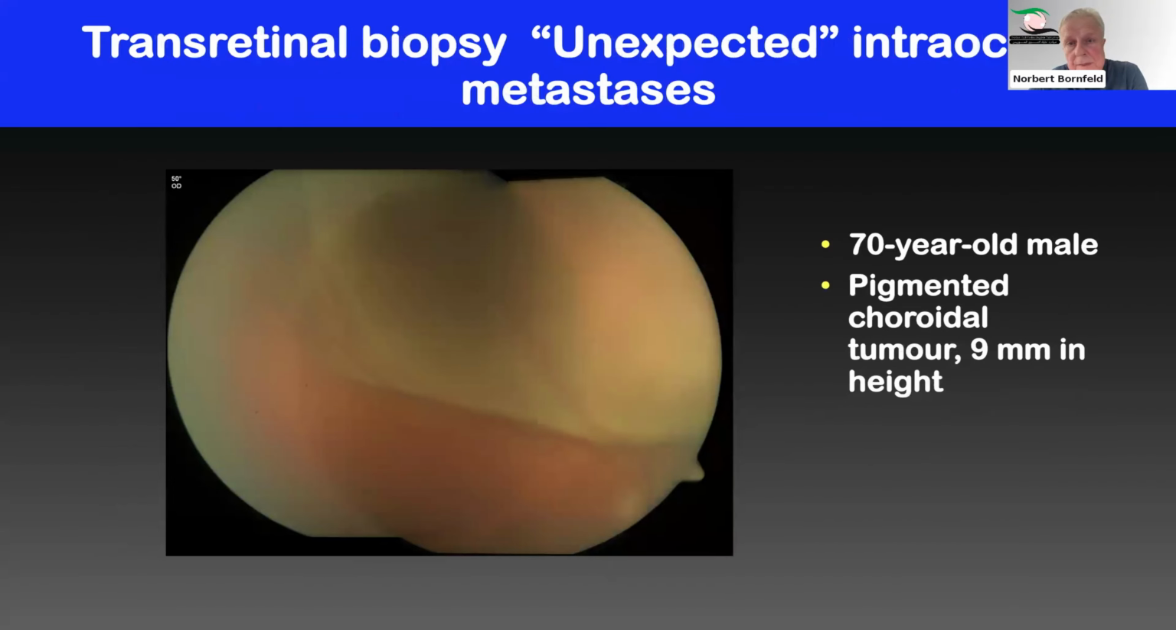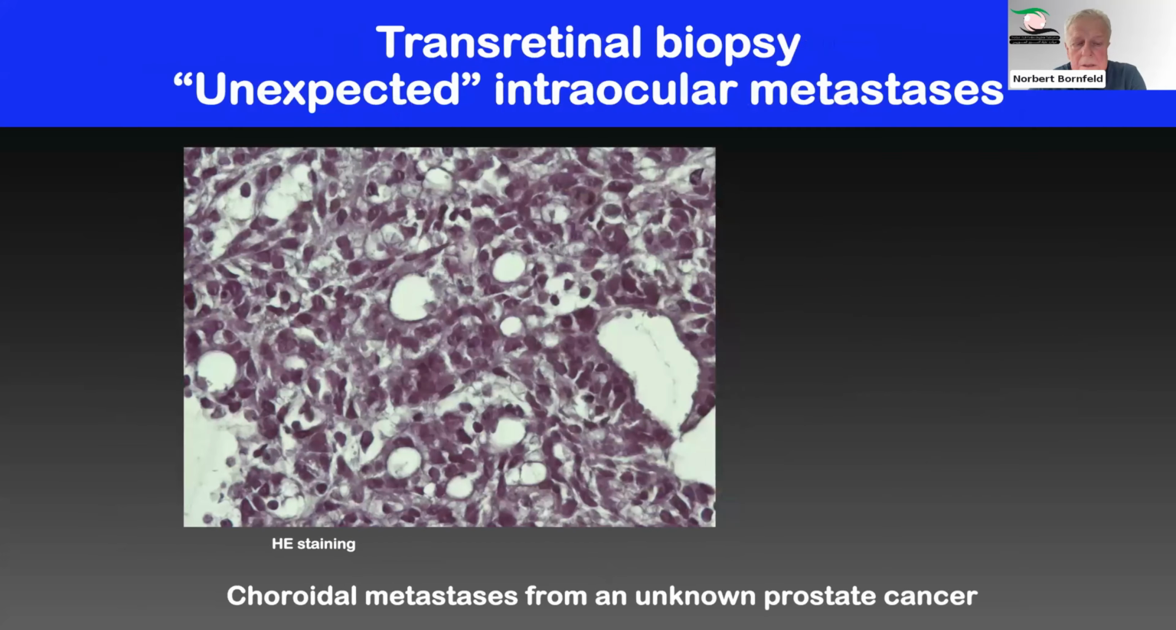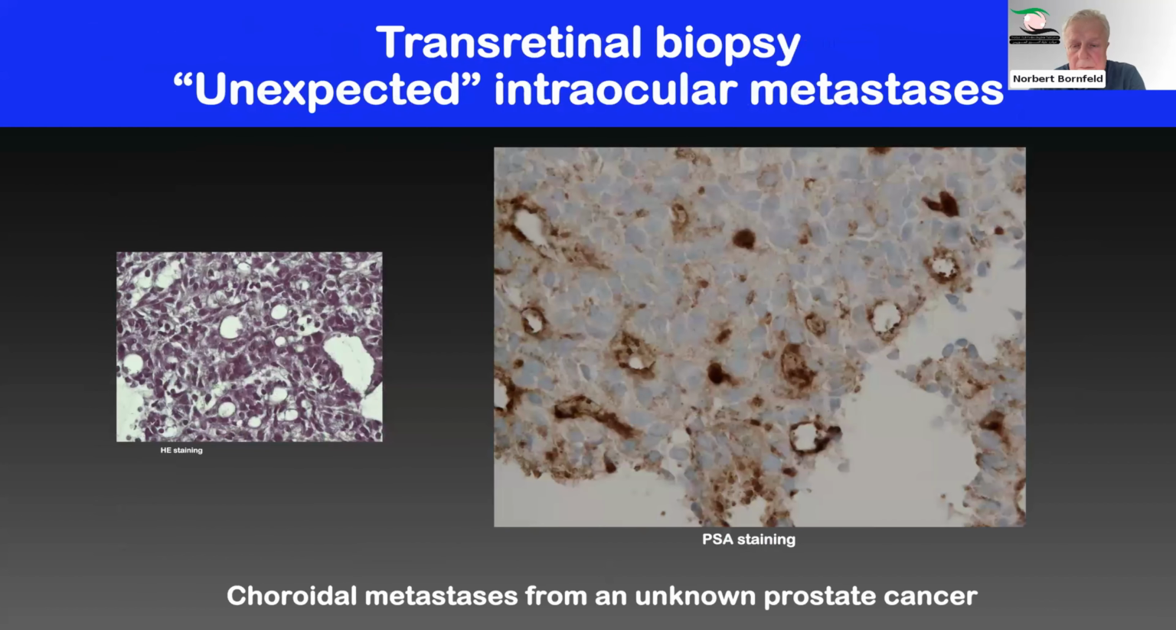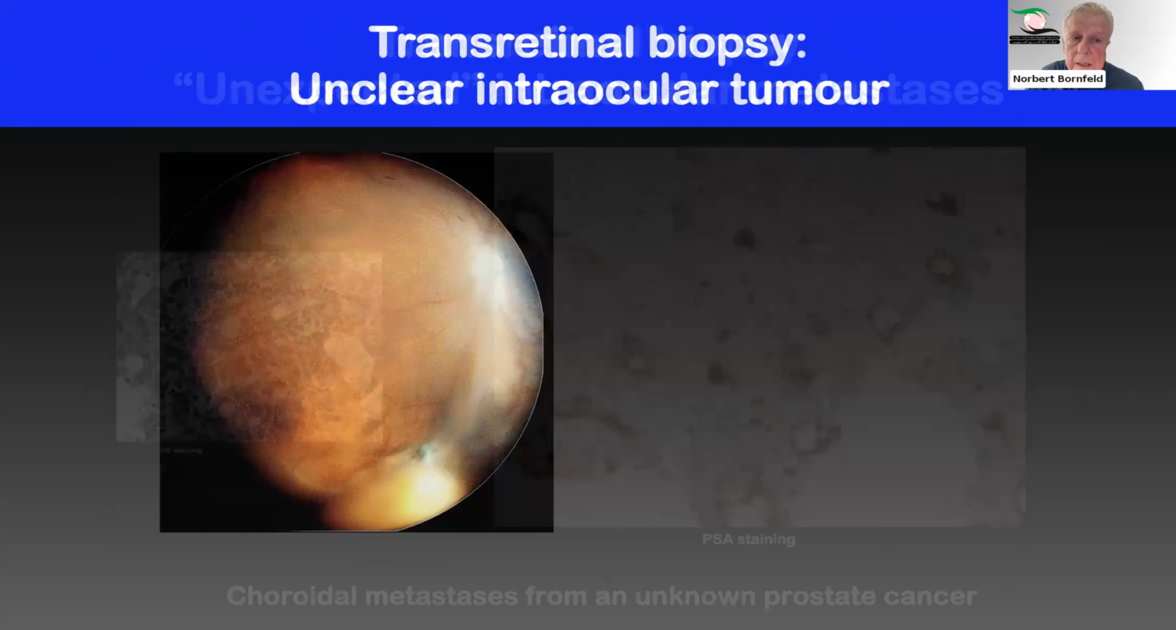We discussed nevus already, but this is a patient who was referred because of an intraocular mass, and it looks a bit pigmented. That patient had a biopsy, and it turned out to be a metastasis from an unknown prostate cancer, as shown in the PSA staining. It was a metastasis of prostate cancer the patient wasn't aware of.